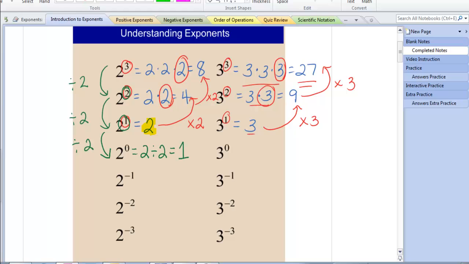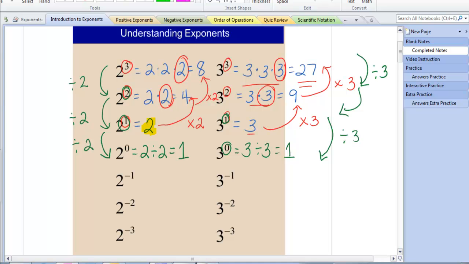Now let's see what happens over with our 3's. So with our 3's, 3 to the first is 3. So we're going to decrease our exponent by 1. So we're going from 1 to 0. And so what should we be doing to get from 3 to the first to 3 to the 0? We should be dividing 3 from 3 to the first by 3, and that gives us 1. So every time you decrease your exponent by 1, you're dividing by 3 when 3 is your base, and every time you increase your exponent by 1, you're multiplying by 3 when 3 is your base.